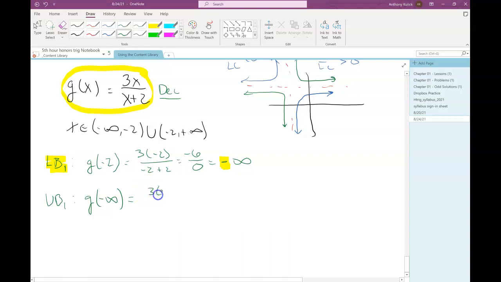Do the same thing now for g of negative infinity. So if I think about this, negative infinity plus 2, well, that's still negative infinity. And then 3 times negative infinity divided by negative infinity, well, it's just 3.